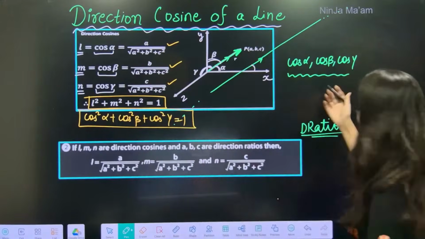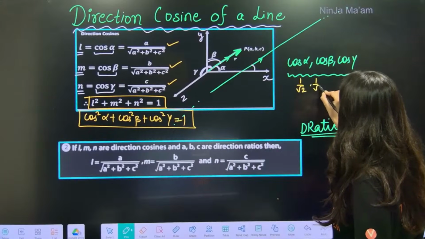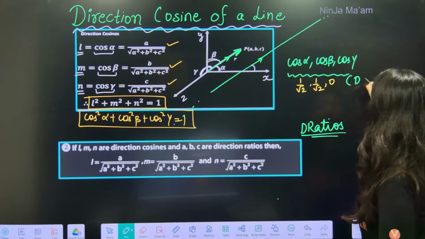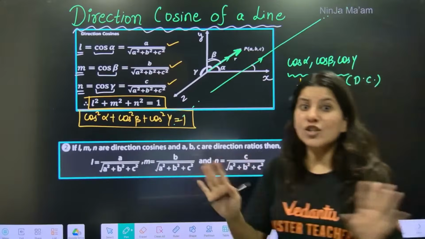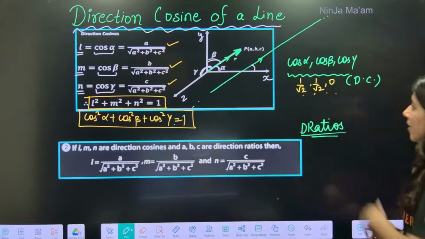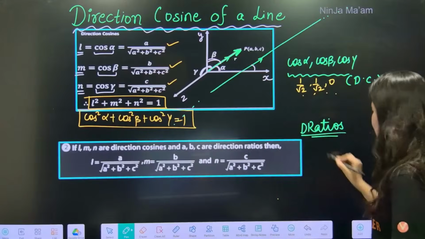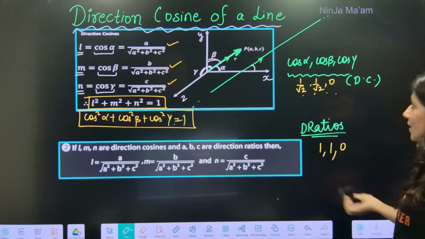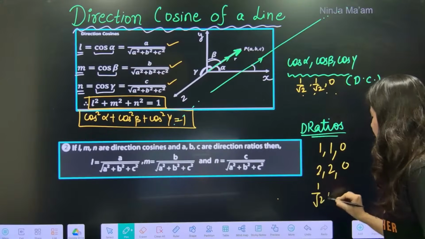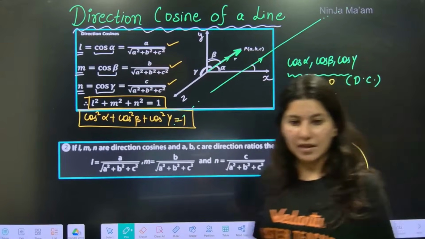Suppose the direction cosine is 1 by root 2, comma 1 by root 2, comma 0. Now, this is DC. This is fixed. And DC is very rigid: if you square and add, you should get 1. Right now, you are getting it. Now, if somebody asks what the direction ratio will be, it is 1:1:0, or 2:2:0. In fact, 1 by root 2, 1 by root 2, 0 as well. So these all will be considered as direction ratios.